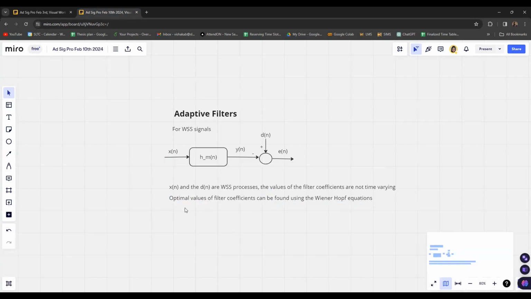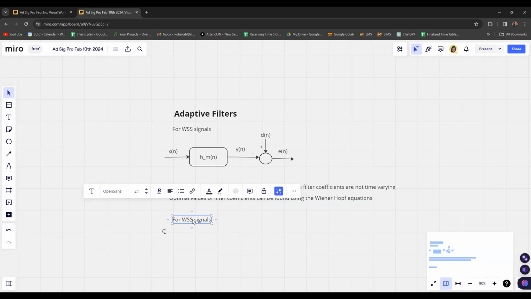Now the problem is, in real world scenarios, we don't have WSS signals all the time. So for non-WSS scenarios, where we have non-stationary signals, that means that the xn values and the dn values, or the input signal values and the desired signal values, can be varying with time. Once they are varying with time, the filter coefficient values also need to be updated with time, so that the optimal performance from the filter can be obtained.